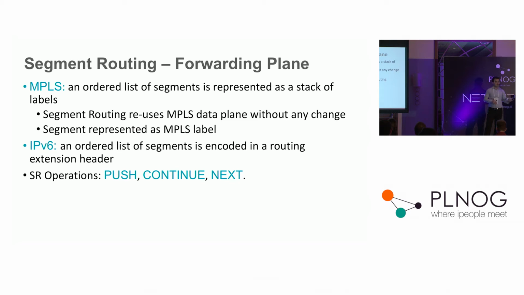I would say enterprises would mostly benefit from this, because in enterprise customers you mostly won't see MPLS enabled, right? So you will have maybe IPv6. If you have an infrastructure with IPv6, you can still use segment routing and do some sort of traffic engineering. And we still use the same operations as in MPLS: push, continue, and next, so imposing, swapping, and popping the label at the end.